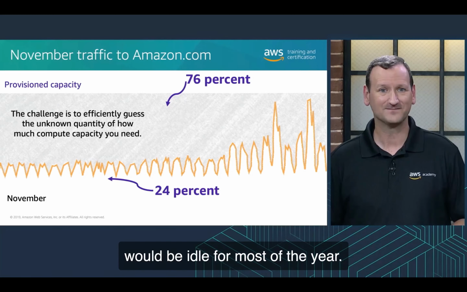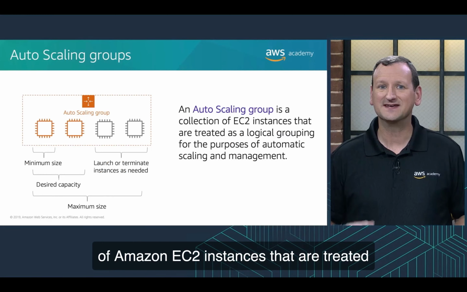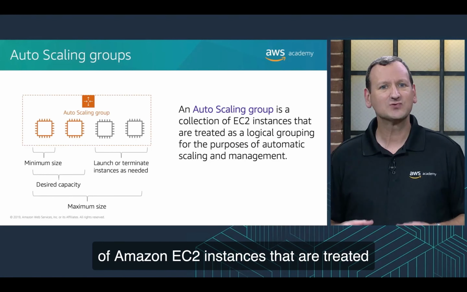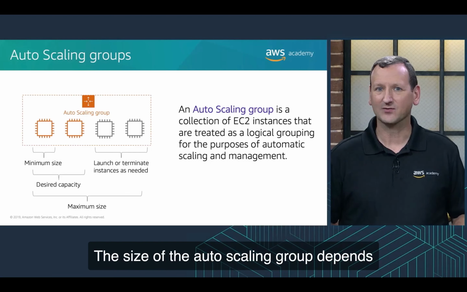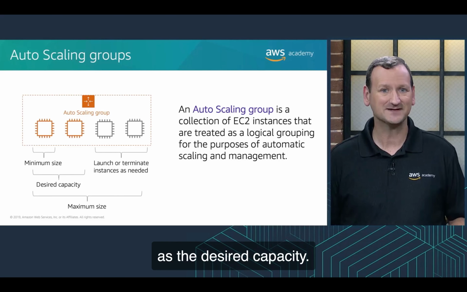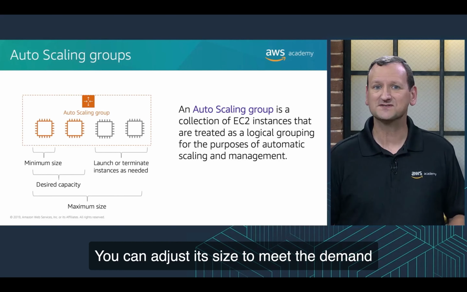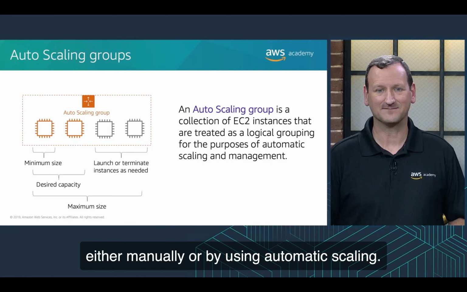An Auto Scaling group is a collection of Amazon EC2 instances that are treated as a logical grouping. The size of the Auto Scaling group depends on the number of instances you configure as the desired capacity. You can adjust its size to meet the demand either manually or by using automatic scaling.